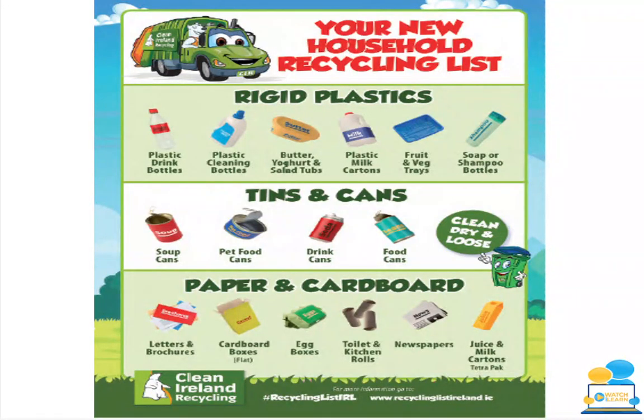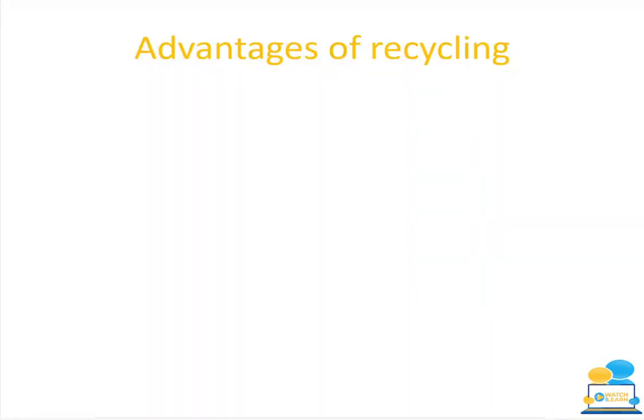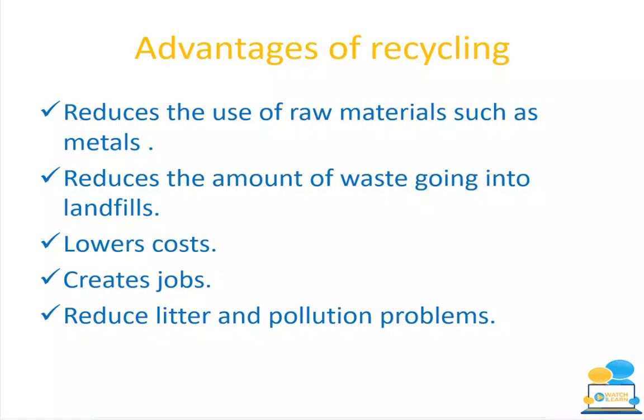Here is an example of a household recycling list. Now this does get updated every couple of years, so please do check it out and see if your refuse provider does actually recycle all of these things. So you have your rigid plastics, your tins and cans, and your paper and cardboard. So advantages of recycling: it reduces the amount of waste going into landfills, it reduces the use of raw materials such as metals, it creates jobs, lowers costs, and basically it's making the environment much healthier, and it looks better because we're reducing litter and pollution problems.